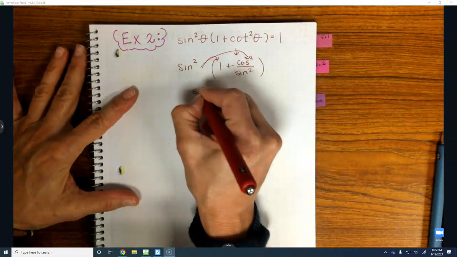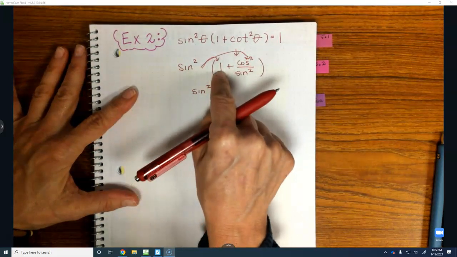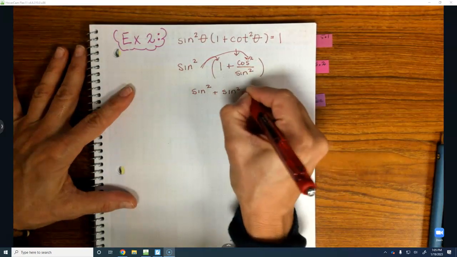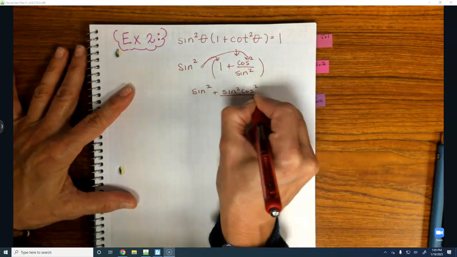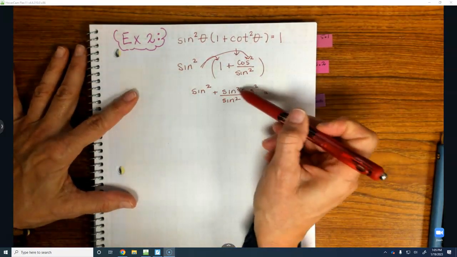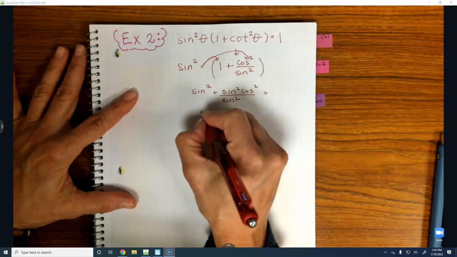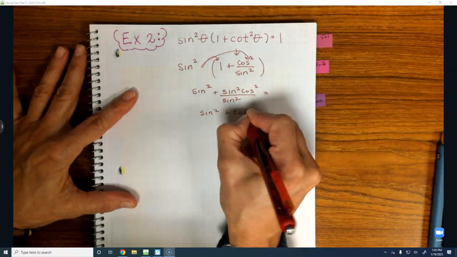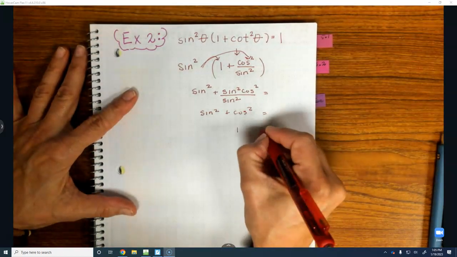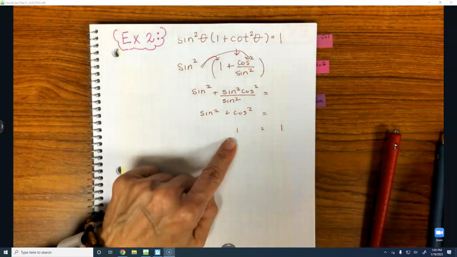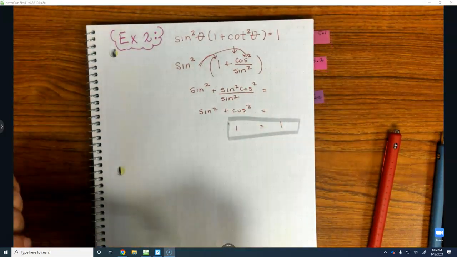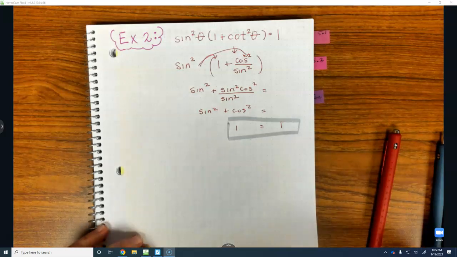So this is going to be sine squared, because I distributed. Over here is going to be sine squared times cosine squared, but remember, this is over sine squared. And what is happening is these are going to cancel each other out. So we're going to have sine squared plus cosine squared, and of course that does equal 1. So there we are. We have the left side to look like the right side. They are identical. So we are pretty confident that we did our work correctly.